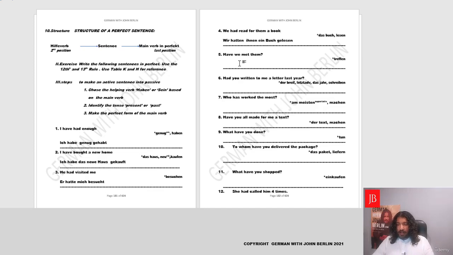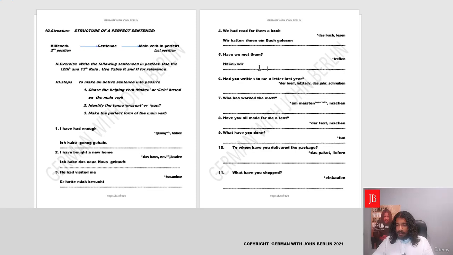So we'll begin, the helping verb is haben. It's in the present tense, have. So we'll begin the sentence with the verb. It's a question, so it's conjugated for wir. So we'll say haben wir, have we. Now we'll move forward. Met them. Whom have we met? Accusative.